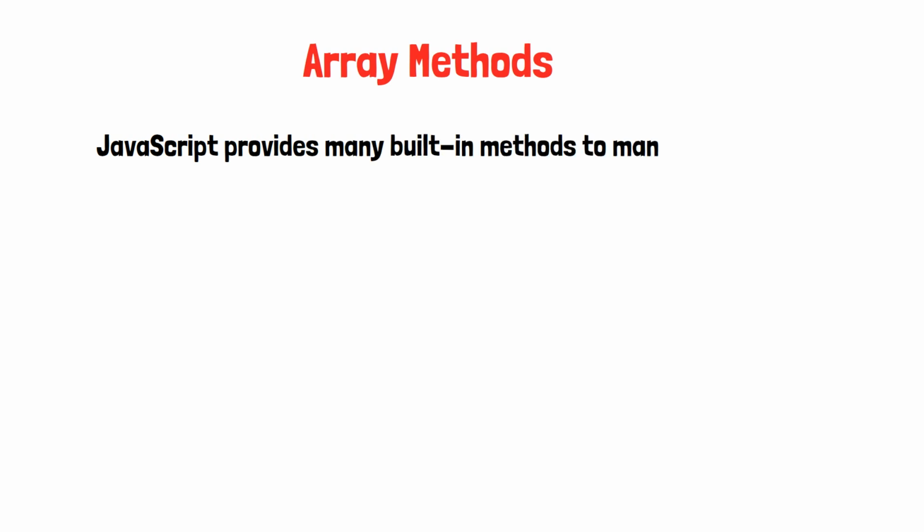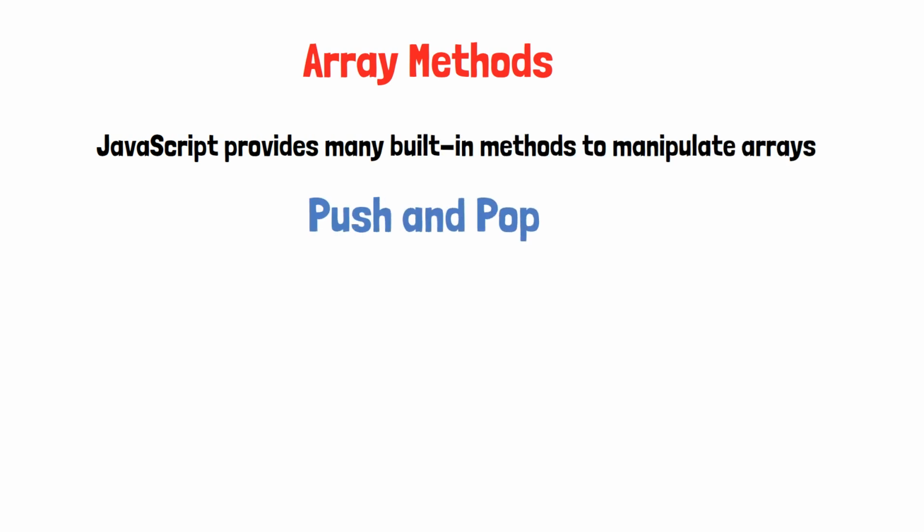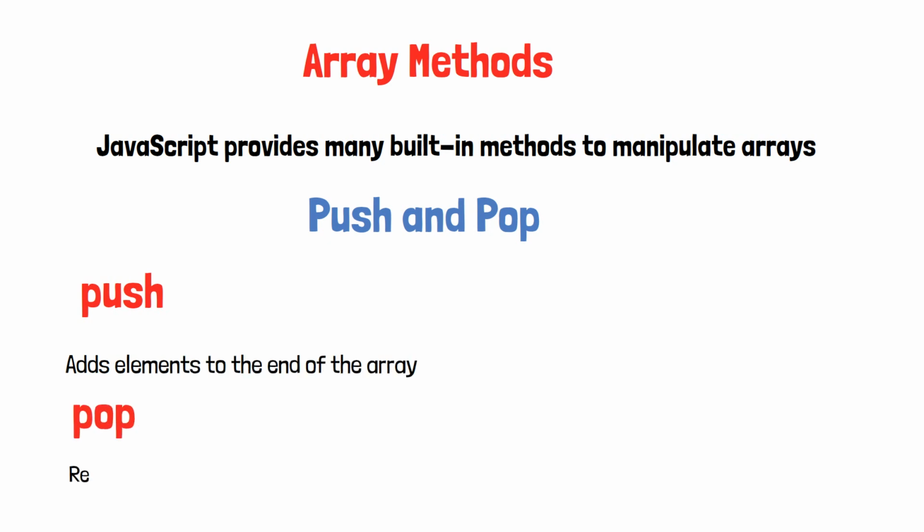Array methods. JavaScript provides many built-in methods to manipulate arrays. Push and pop. Push adds elements to the end of the array. Pop removes the last element from the array.